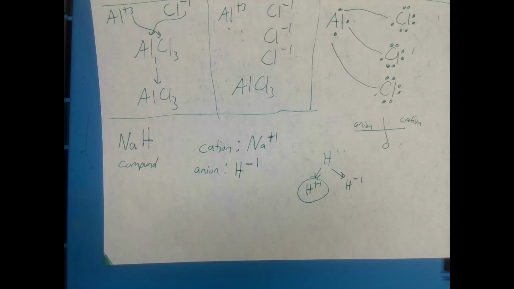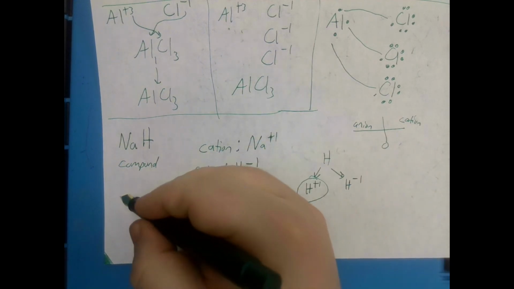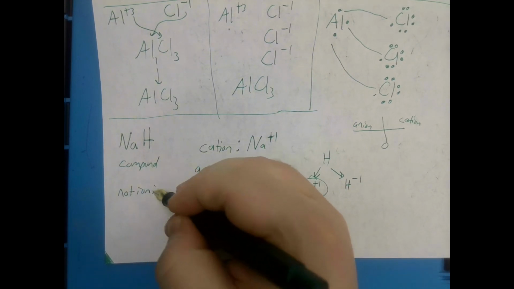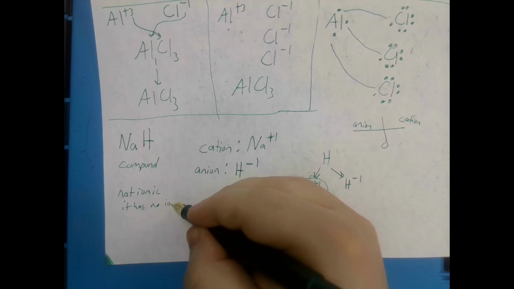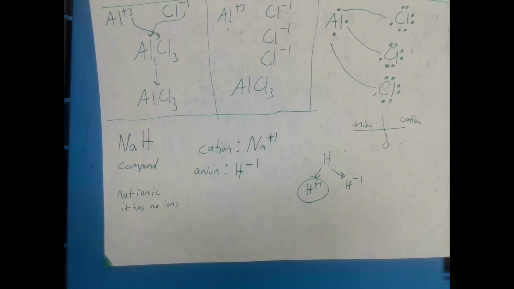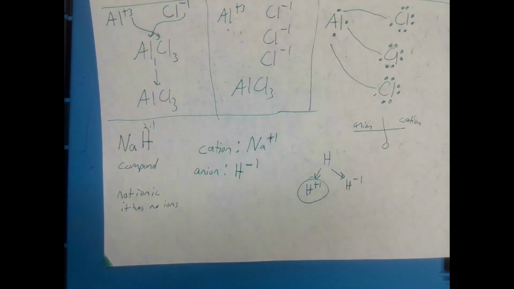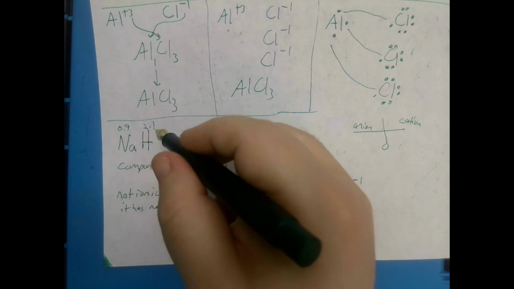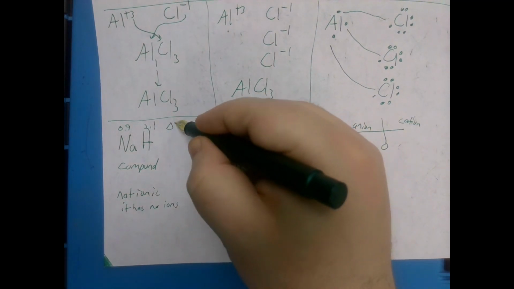Technically, though, the correct answer for you guys should have been not ionic. It has no ions. Because hydrogen is 2.1, sodium is 0.9. So that would make it 1.2.